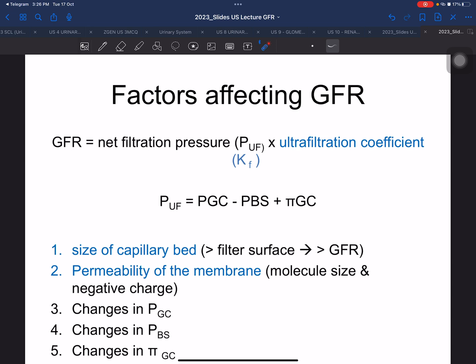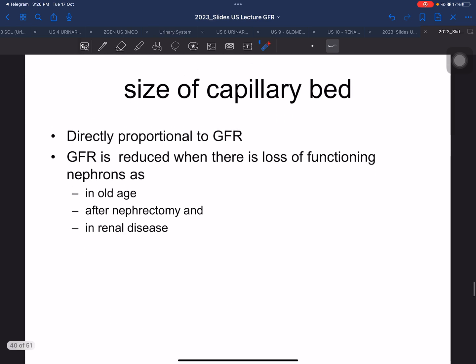So, what is the relationship? The size of the capillary bed is proportional to GFR. When the size increases, GFR increases. So GFR is reduced when there is a loss of functioning nephrons, for example in aging, after nephrectomy, or renal disease. For the hydrostatic pressure, PGC, GFR is directly proportional to the PGC.